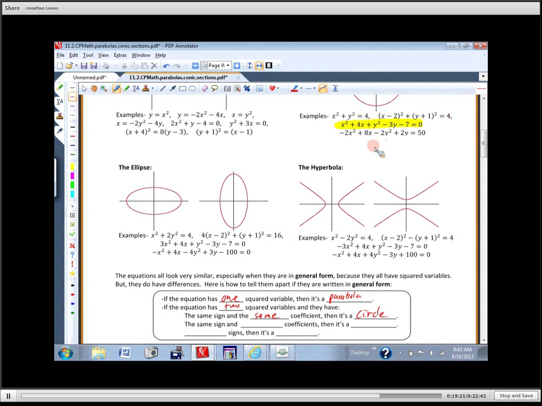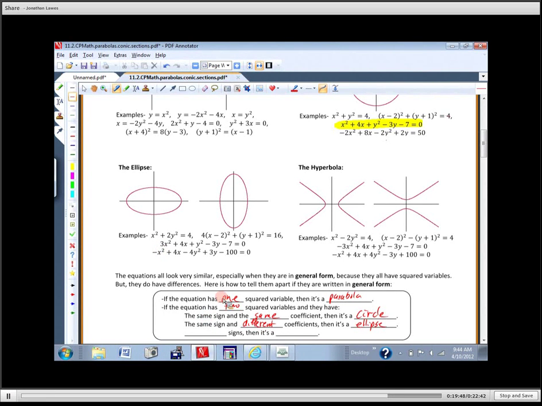Okay, if they have the same sign and different coefficients, then it's an ellipse. And I like what Emily said about that right there. It probably stretches it in one direction or another, or stretches or shrinks it. Good way to think of it. Okay, and then parabolas are easy to spot and hyperbolas are easy to spot.